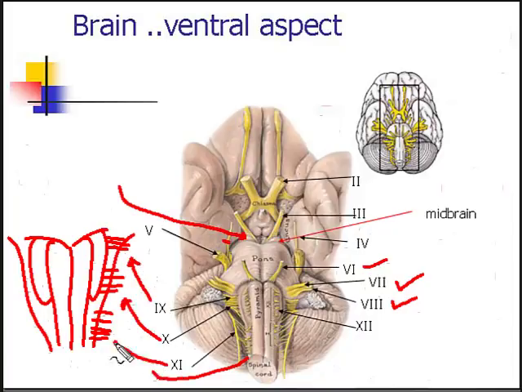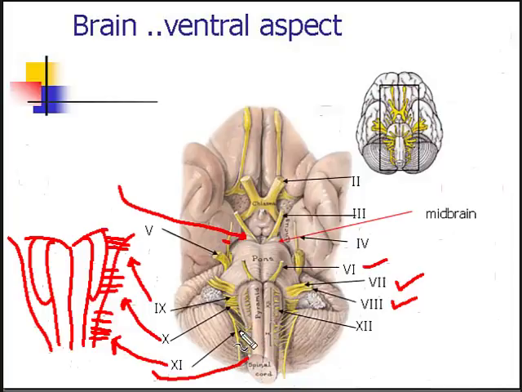And notice these up here. So if you look up here, you can see the 9th up here between the olive and the inferior cerebellar peduncle. The 10th lower, just below, inferior to the 9th. And the 11th, this is called the cranial part of the accessory, is the lowest.